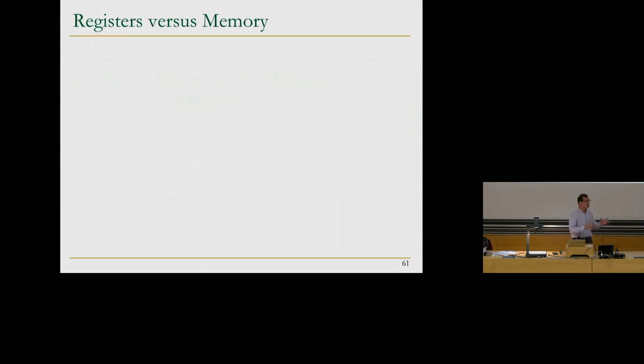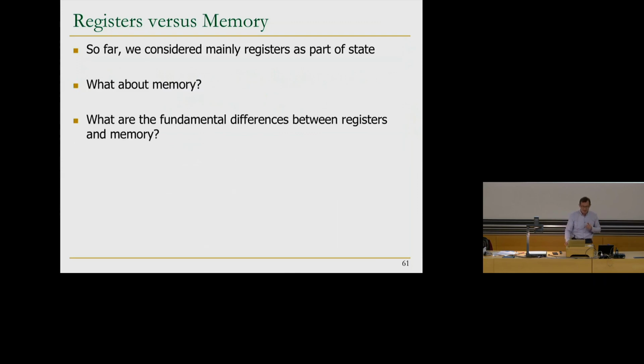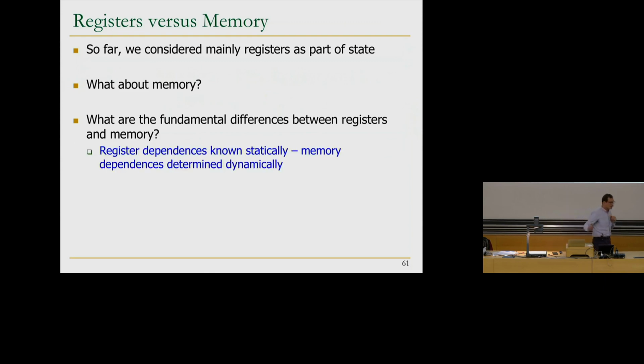So we've talked about registers. Actually, handling registers added a lot of complexity to the system, right? But it's actually the easy part. So we consider mainly registers as part of the state. What about memory? There are multiple fundamental differences between memory and registers. The first one is really interesting because it's going to cause a lot of complexity and headache in the design.